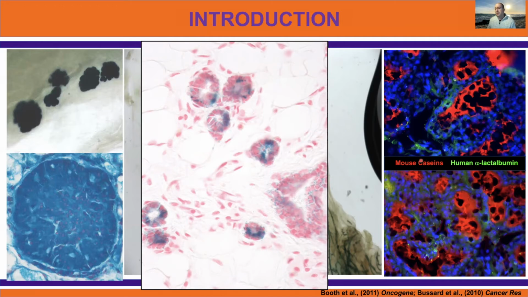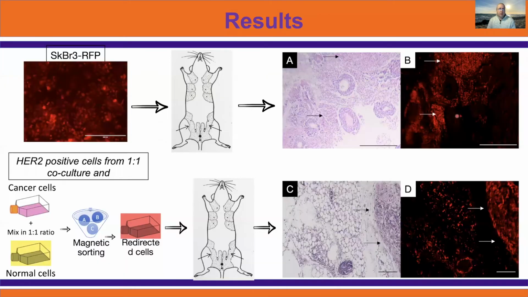So we used specific antibodies, and we stained for mouse caseins. You see it here in red. And in this case, human alpha-lactalbumin, showing the presence of human milk in these lactating mammary glands. So what I want to talk to you about now is what we've been working on for the past couple months, or years, I guess.